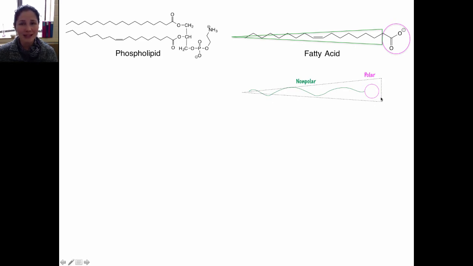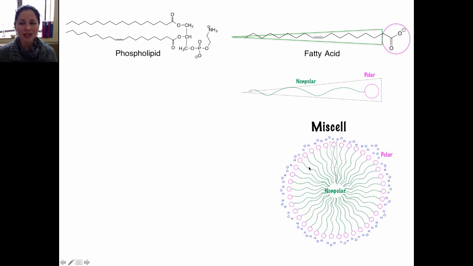When a lot of these things assemble in water so that the polar head group interacts with the water and the nonpolar tail is excluded, you end up forming a sphere because these triangular or cone-shaped groups end up having a larger outside and a smaller inside, forming a sphere in water, where the outside is polar and the inside is nonpolar. This is a micelle.